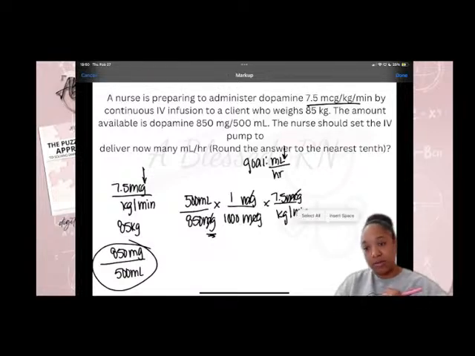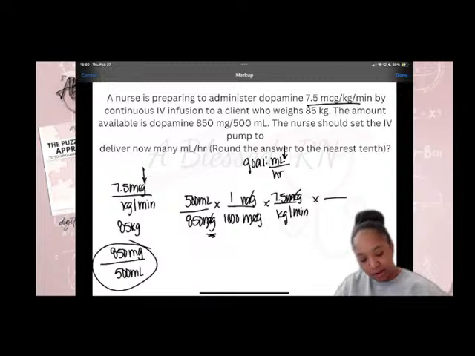You see the micrograms cross out. Every step that I take, you see I'm crossing out those units. That's how you know what comes next. Crossing them out and looking at the bottom. Okay, I've got kg. I have kilograms, right?